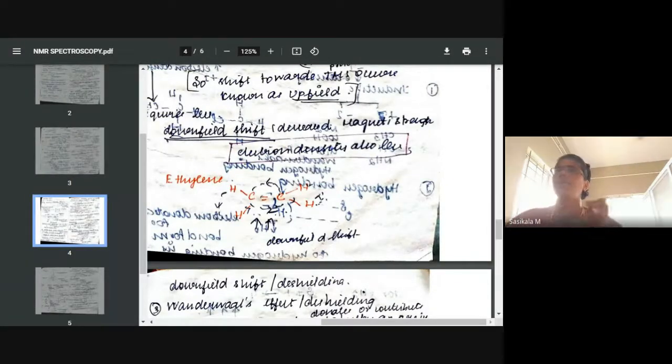So for shielding and de-shielding effect, you have to compare magnetic field strength and electron density. In IR we have seen that if electron density is high, the frequency is reduced. But here in NMR, when you increase electron density around the proton or a particular group, the diamagnetic field increases, so we require more energy. Now let's see shielding and de-shielding with an example, the ethylene molecule. Here the protons will be shifted downfield.